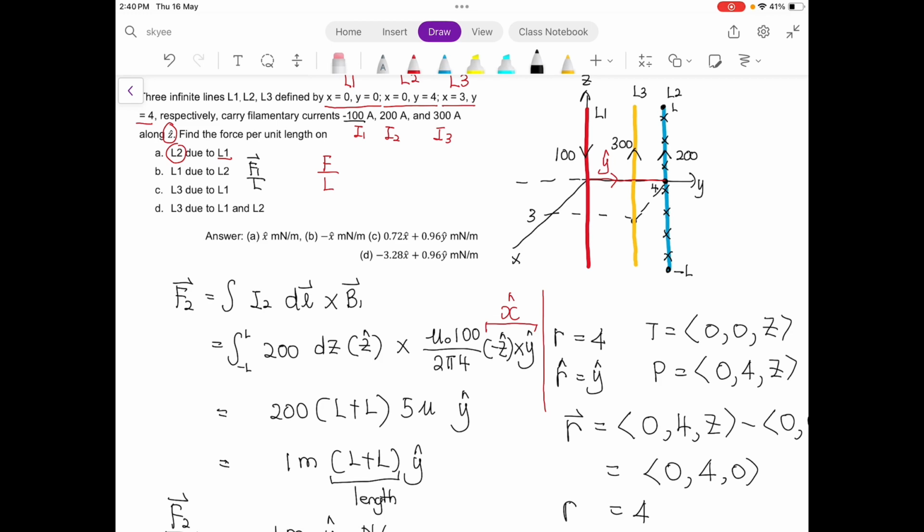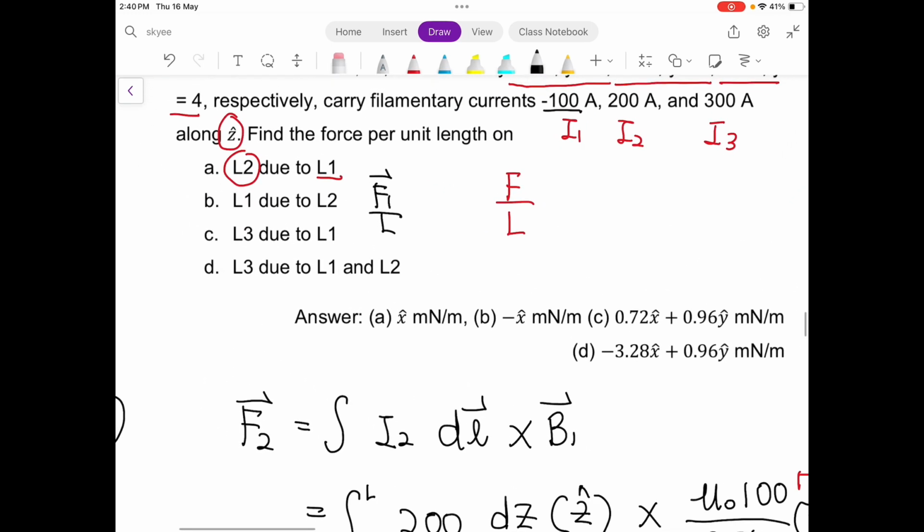Okay, force acting on the L3 due to L1 and L2. Here you have to add the forces together. Meaning that you have to find the F3 due to the L1, which is the answer to question C, plus the F3 due to the L2. We can use the answer in C, but for D, we need to calculate the F3 due to L2.